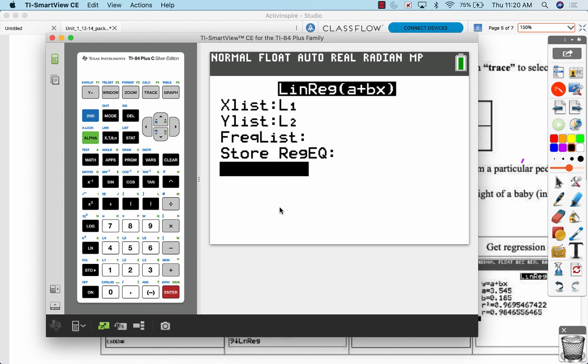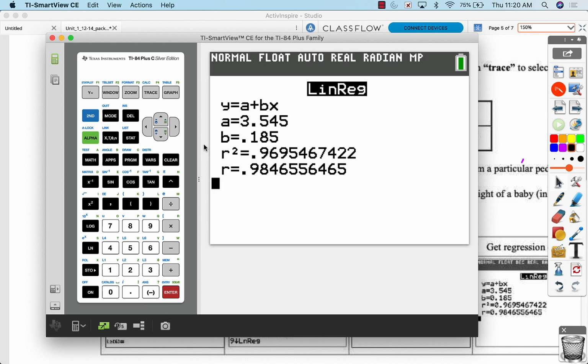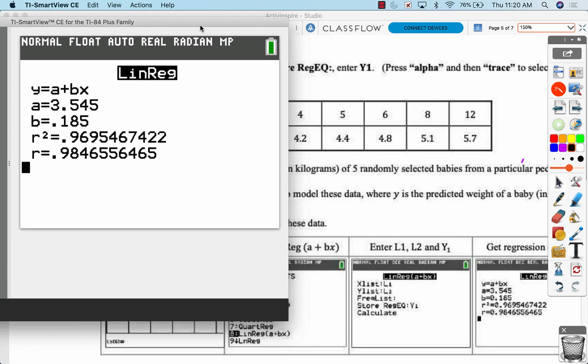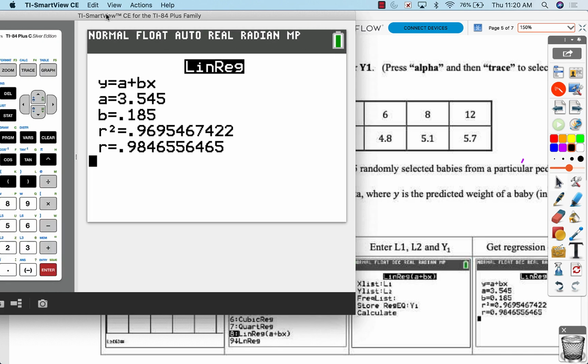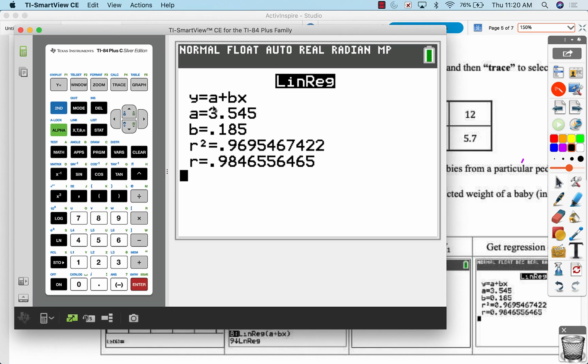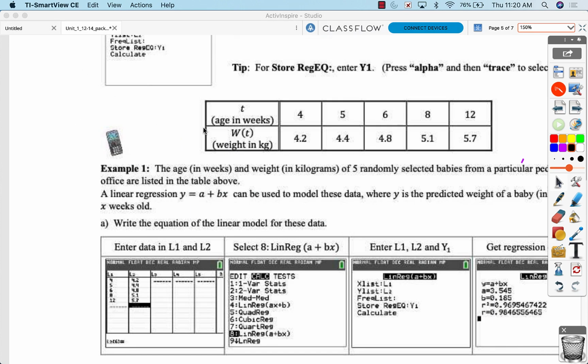There are some tips about story Q, but I don't want to do that. This is it. You might not see your R squared and R. Don't worry about that. You need the A and the B. This A goes into that A, this B goes into that B, and you're pretty much done. So write the equation.